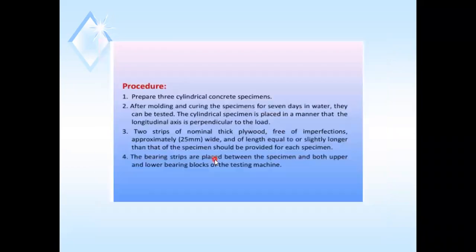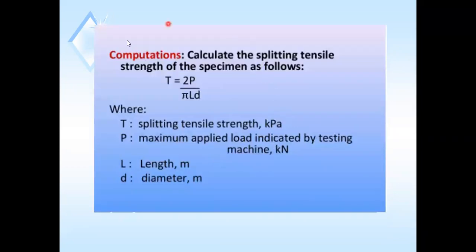So how to calculate the split tensile strength? The formula is given in this particular PPT. Split tensile strength T equals 2P divided by pi LD, where P is the maximum applied load in kilonewton or Newton, whichever unit you want, you can take. L is the length in meter or mm, and D is the diameter, again in meter or mm. Okay, split tensile strength.